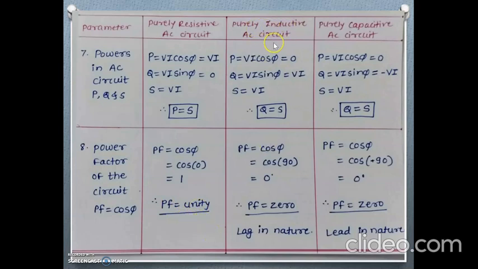In a purely inductive AC circuit, phi is 90 degrees. So cos phi is equal to cos of 90, so power factor is 0, and due to inductive nature, the power factor is lagging in nature. In a purely capacitive AC circuit, phi is equal to minus 90, so cos of minus 90 is again 0, so power factor is 0, but leading in nature due to capacitance. This is all about the three basic AC circuits that are purely resistive, purely inductive, and purely capacitive.